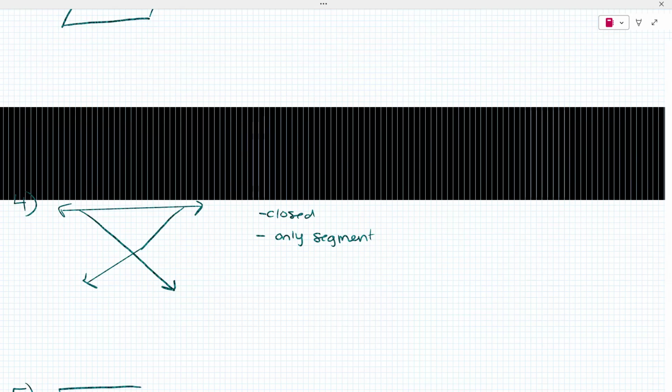Convex or concave. So you look at the arrows. The arrows are on the outside. None of the arrows are on the inside, so it's definitely convex. So yes, it's a polygon, and it's convex.